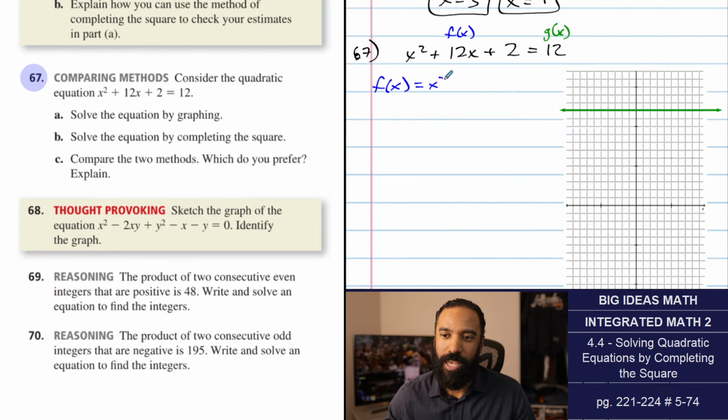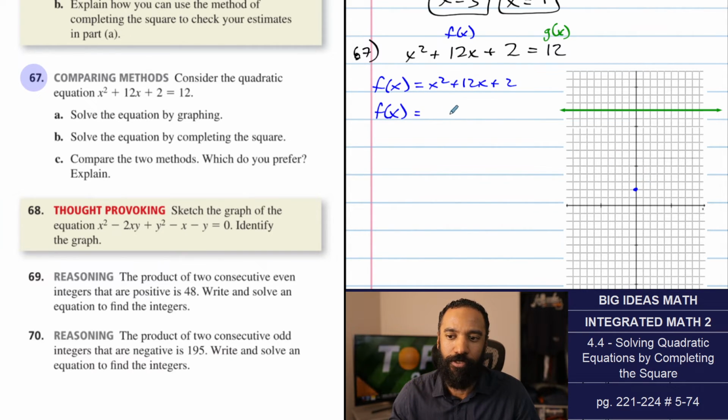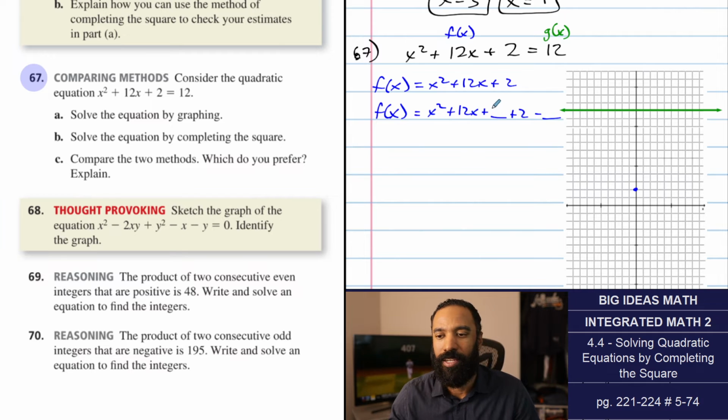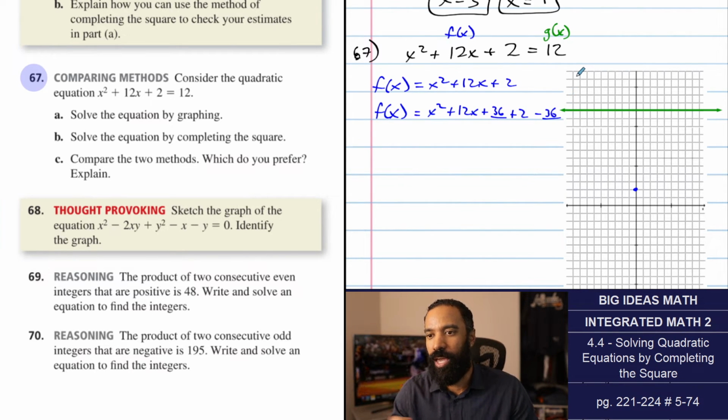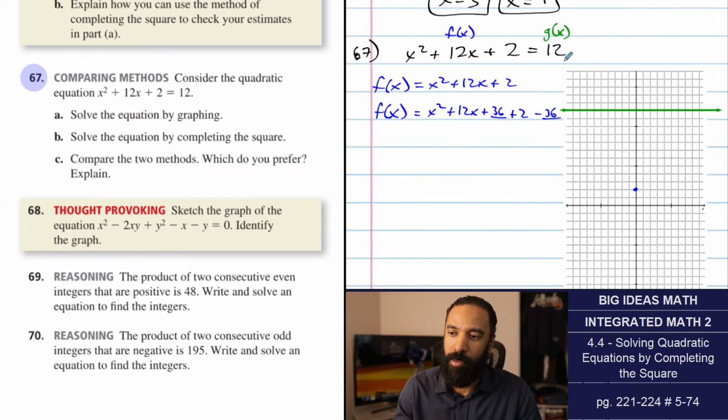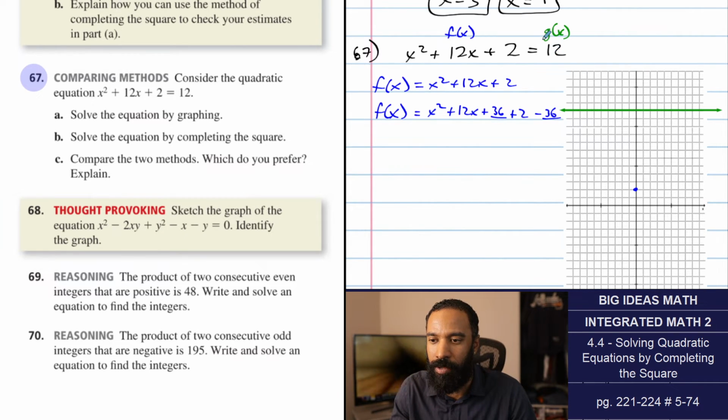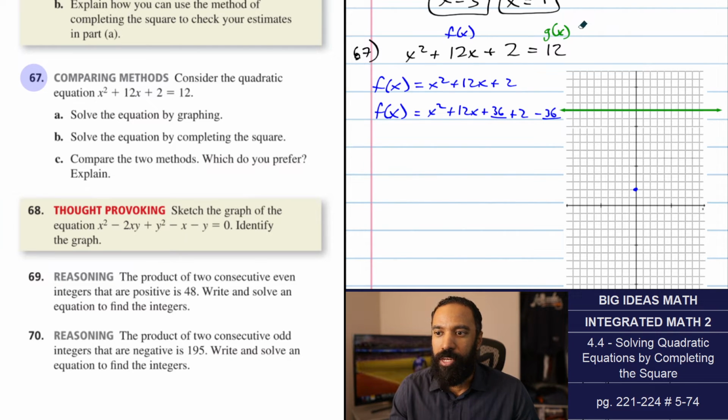F of x equals x squared plus 12x plus 2. I know there's a y-intercept at 0, 2, but let's get a little bit more. Let's get into vertex form by completing the square. X squared plus 12x plus blank plus 2 minus blank. This is 36. Oh, that's too big. Okay, maybe I can't use this one, maybe I can't use method number 2.